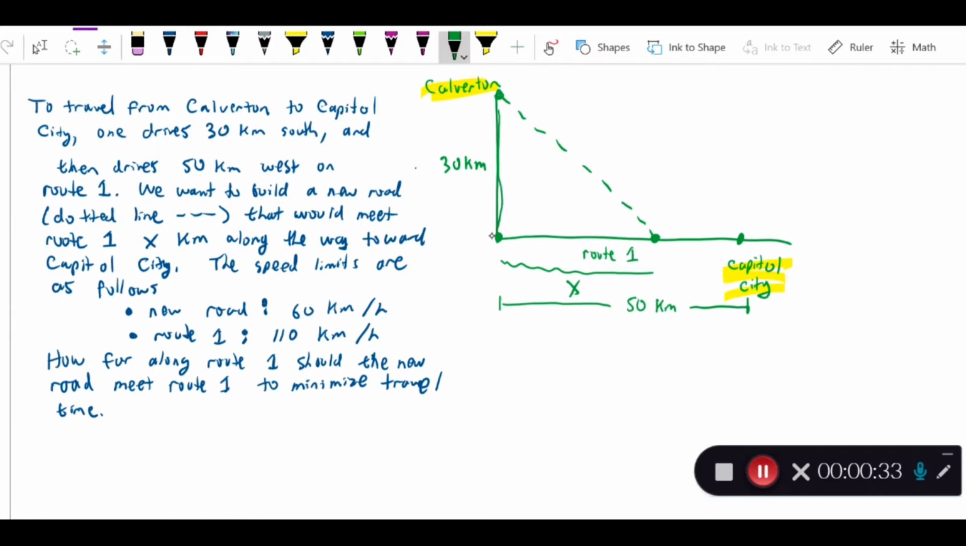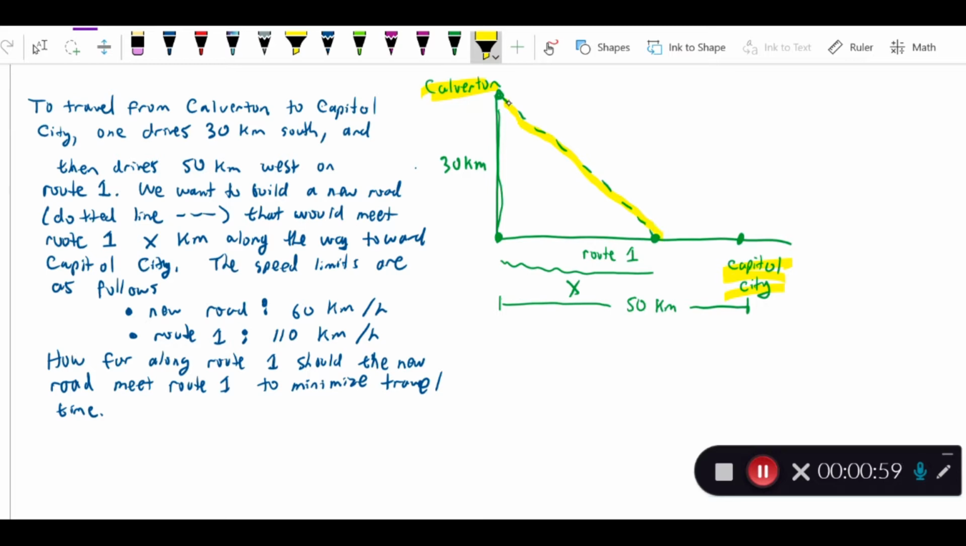We travel 30 miles south and then make a right turn. Actually, it would be a left turn when you're traveling. We turn to the west on Route 1 and then travel another 50 kilometers to Capital City. Sorry, I should have said 30 kilometers south, followed by 50 kilometers west to Capital City. So there's a proposal to build a new road represented by this dotted line.